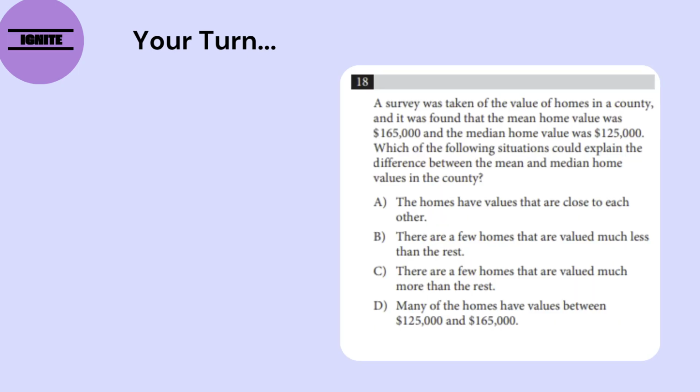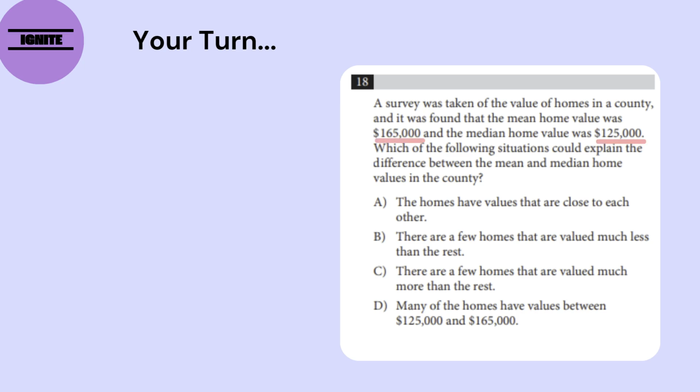Alright, how about you guys try answering one of these 5-number summary questions? Now that you have time to look at it, let's dissect this together. A survey was taken of the value of homes in a county, and it was found that the mean home value was $165,000, and the median home value was $125,000. Which of the following situations would explain the differences between the mean and median home values in the county?